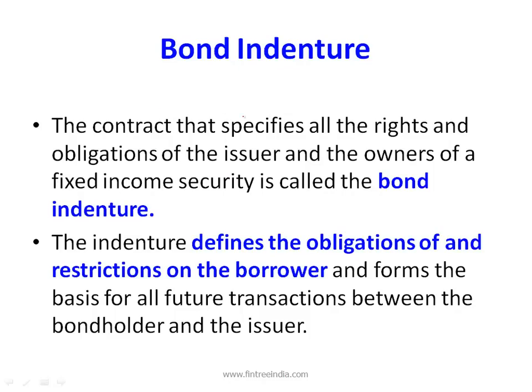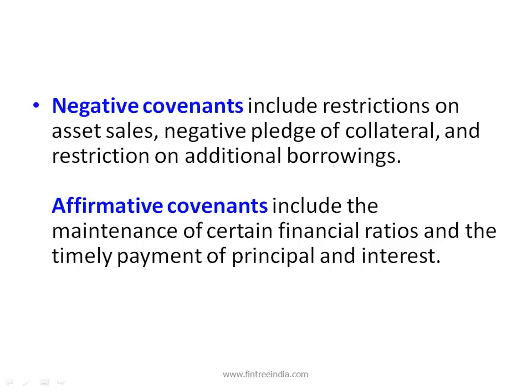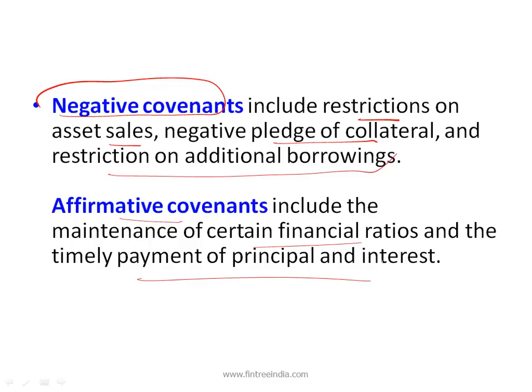So the bond indenture is a contract that specifies all the rights and obligations of the issuer and the owners of the fixed income security. This defines the obligations and restrictions on the borrower. Negative covenants would include restrictions on asset sales, negative pledge of collateral, and restrictions on additional borrowings. Affirmative covenants would mean maintaining certain ratios and timely payment of interest.